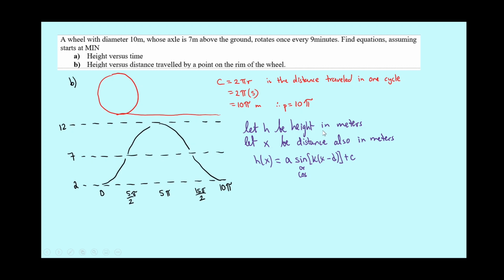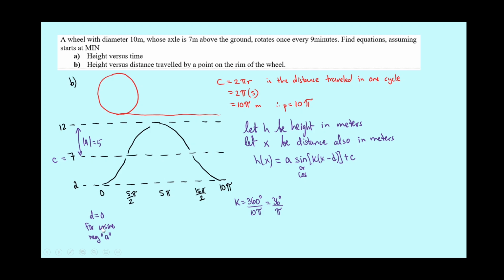Then you create your let statements again. I'll keep my h for height, but this time for distance traveled, I'm going to use an x. All right, so just like before, the same setup. The amplitude stays as 5. The axis stays at 7, but the k value changes. The k value is 360 degrees divided by the period, which is 10 pi. So when you reduce 10 divided by 10, you'll have 36 degrees over pi.